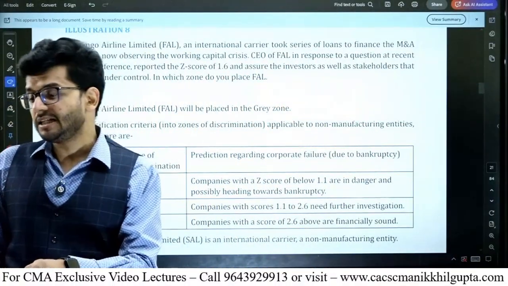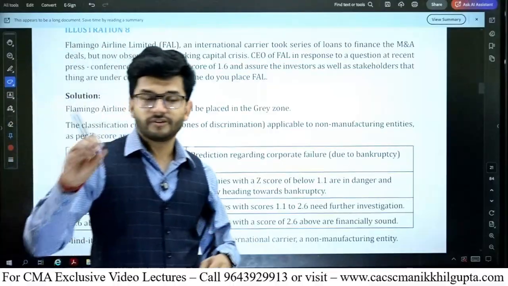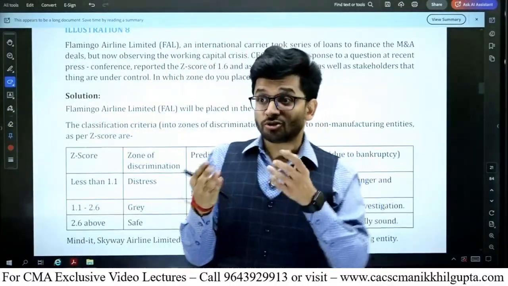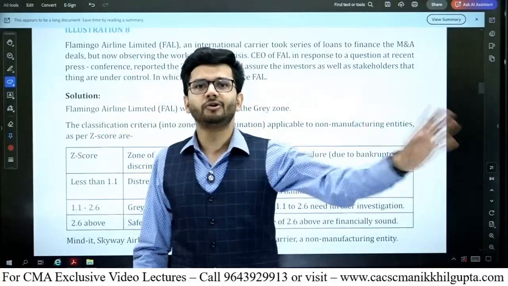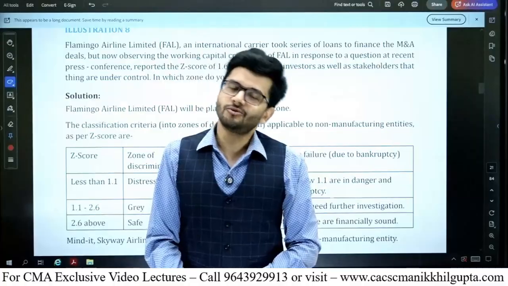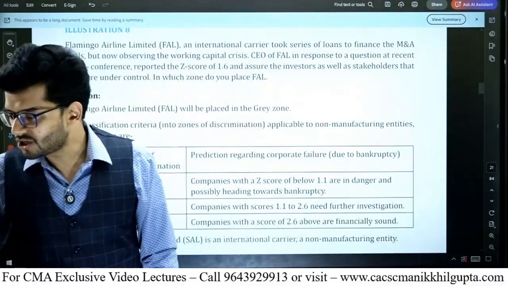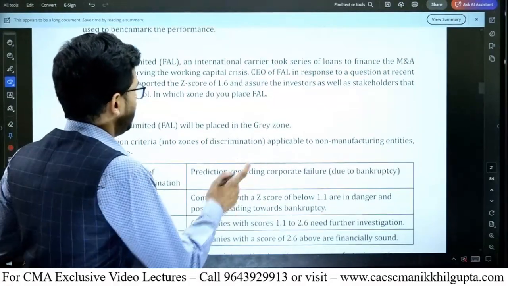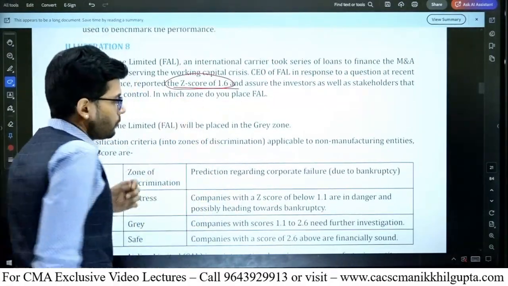Yes, I will specifically be dealing with questions which require you to do a particular calculation which you are not able to do. I'll definitely delve into all those questions, and I have many questions where the calculation is quite tough, so I'll be helping you out with that. Okay, now illustration number 8, Z score model. Yes, illustration number 8 is the Z score model, and again a straightforward question. Z score is 1.6.